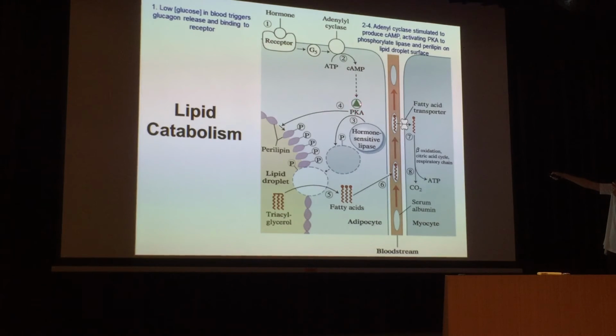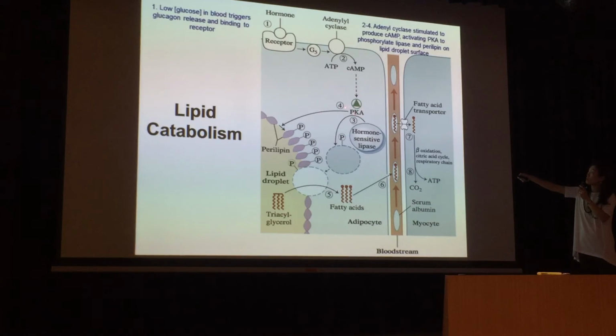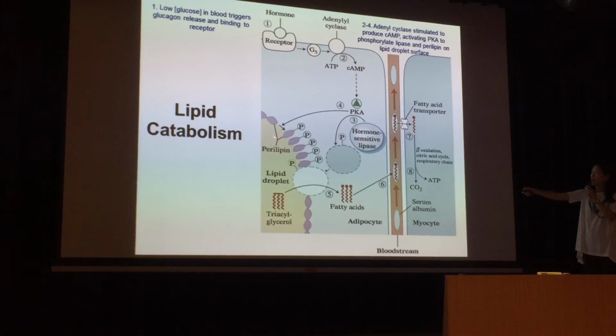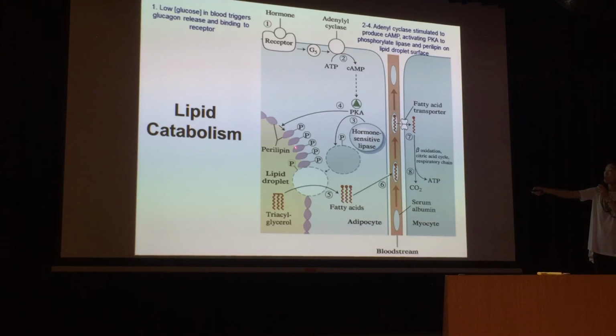An enzyme that has dual function. Okay, two functions. So number one, protein kinase A, PKA, will phosphorylate the lipase, right, which is the enzyme required for breakdown of triacylglycerol. At the same time, it will phosphorylate this protein called perilipin. Perilipin is a protein molecule found on the surface of the lipid droplet.